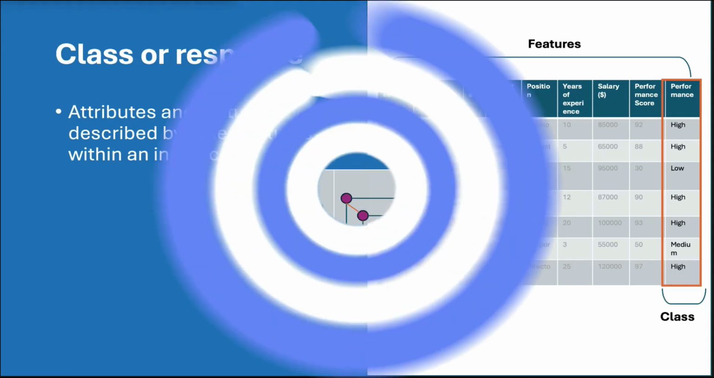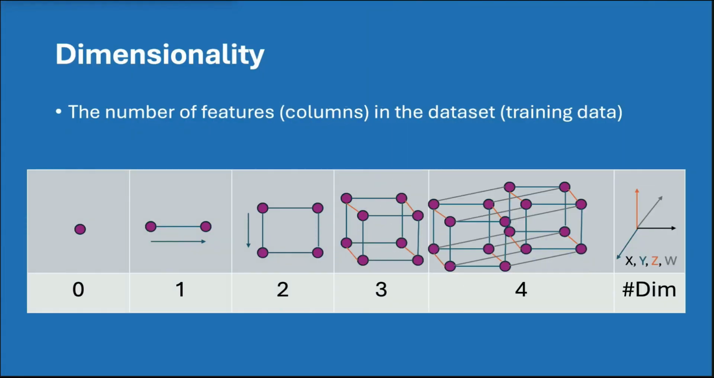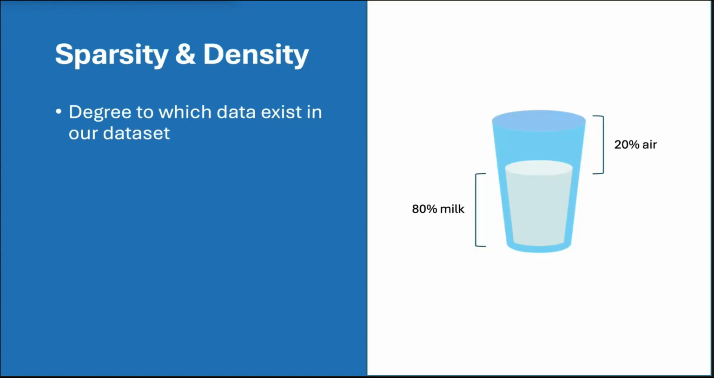Example, a performance score. The dimensionality of a dataset refers to the number of features it contains. Higher dimensionality means more detail about each instance, but it also results in higher computational complexity. Sparsity and density describe the extent to which data is present for the features in the dataset. For example, if 20% of the values in the dataset are missing or undefined, the dataset is 20% sparse. Density is the complement of sparsity. So, a dataset that is 20% sparse is 80% dense.